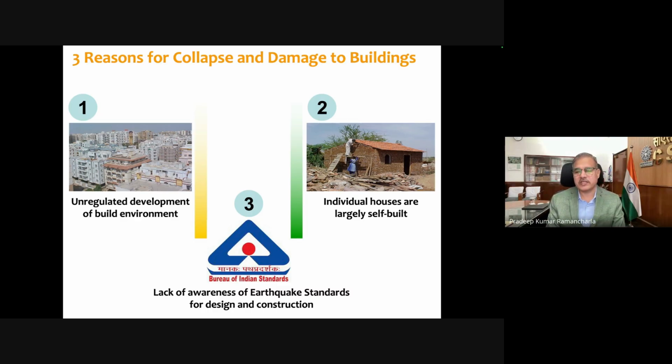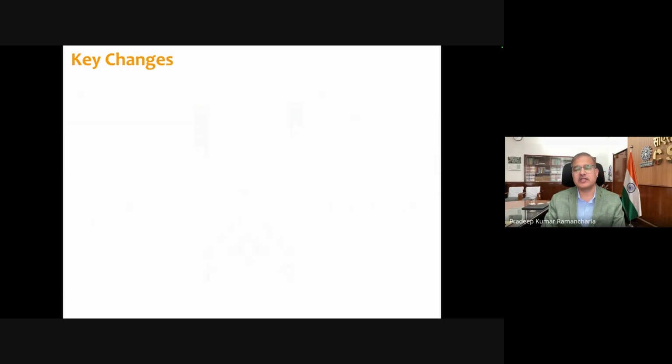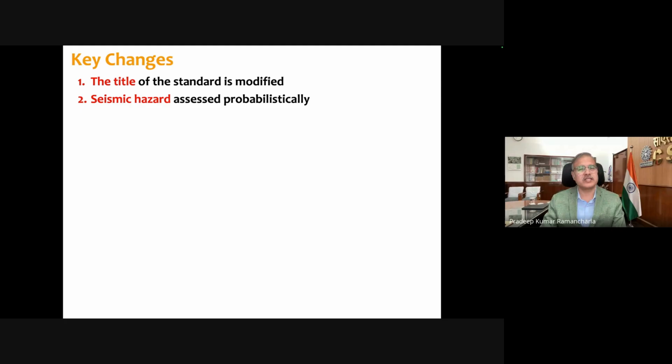Now let's first understand how the code has evolved and what the current codal provisions are, especially for earthquake safety. In the 7th edition, there are 9 key changes. First, the title got modified. The second is seismic hazard. Earlier it was deterministic, or based on the epicenters. Now it is estimated probabilistically.